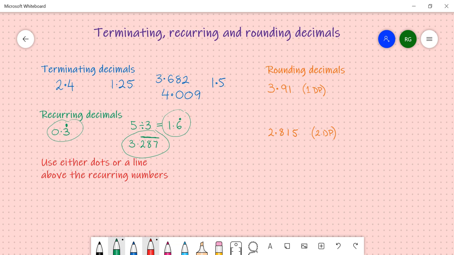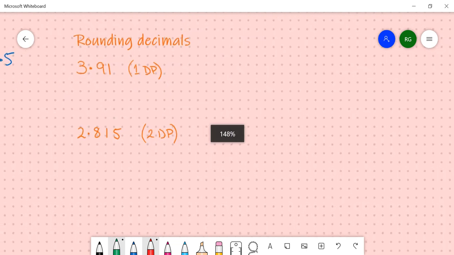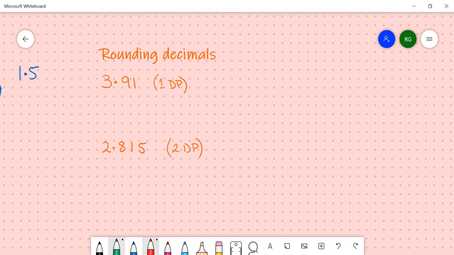Right, moving on to rounding decimals. This is one that catches people out quite a bit. Often numbers can be given to us with lots and lots of decimals, and sometimes we just don't need all of those decimals. The first question is 3.91. Now that's just a number. It could be $3.91. But in this case, where in brackets it says 1 dp, that means I want to know the answer to just one decimal place.